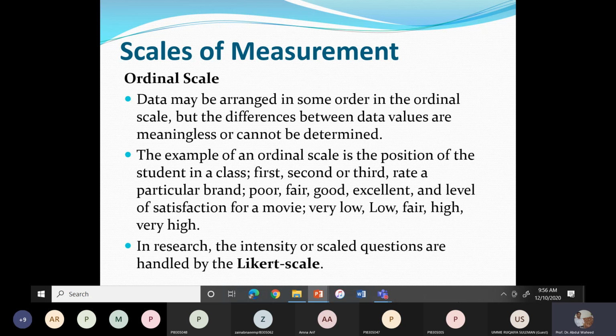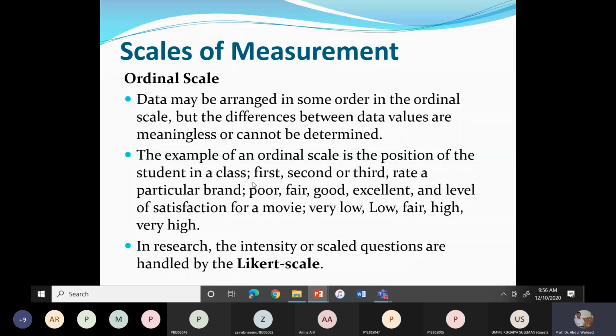You can also put the level of satisfaction for any drama or movie, that is very low, fair, high, very high, or you can talk about the likeness. You like it, you don't like it. So in this case, we can just give order, but the differences between the data values are meaningless.